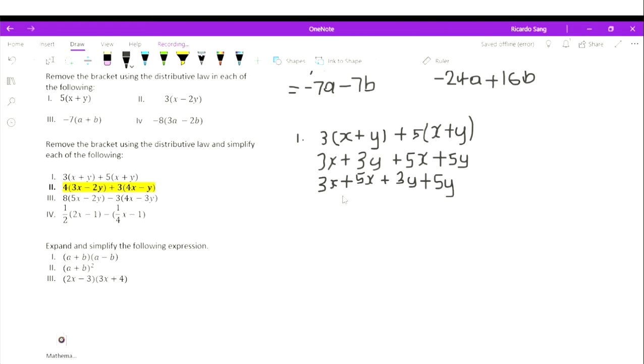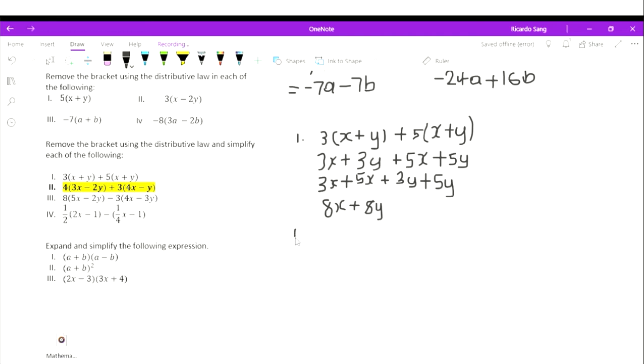Plus 5y. All right, so now we can just add. So this is going to become 3 and 5 are 8, so that is 8x. Plus 3 and 5 are 8, so that is going to be 8y. And that's how you would simplify the maths for that one. So let's look at another one.